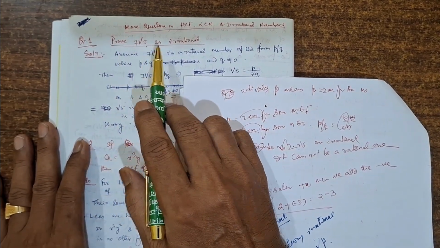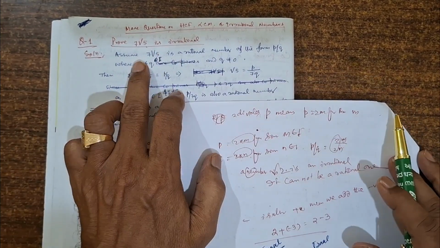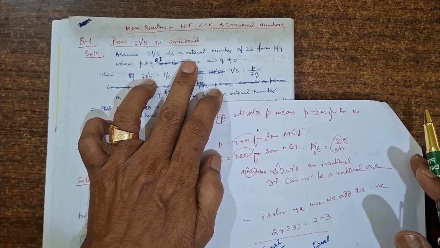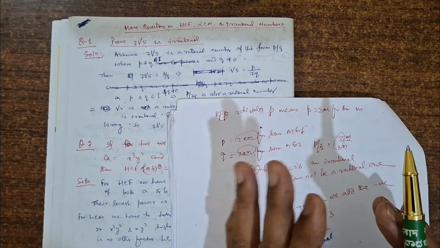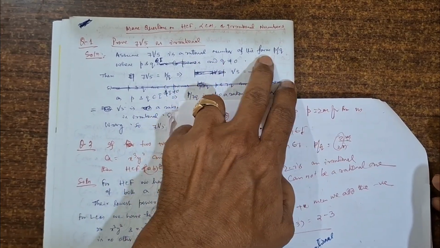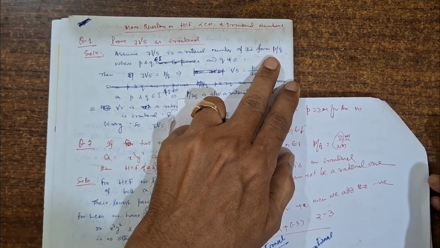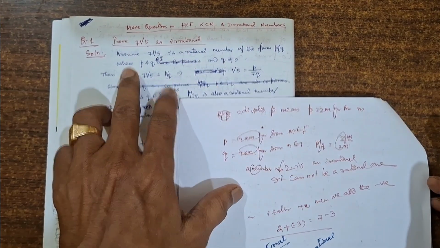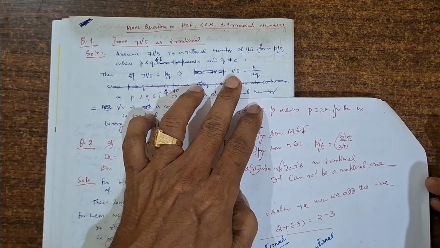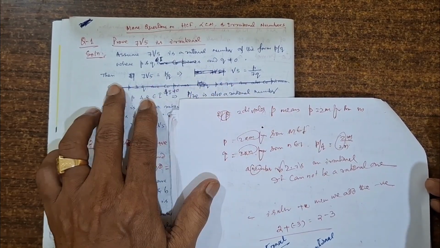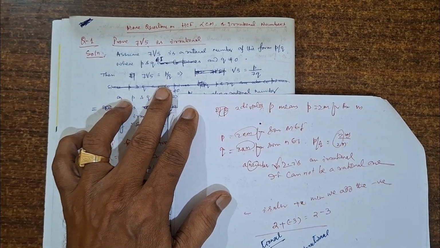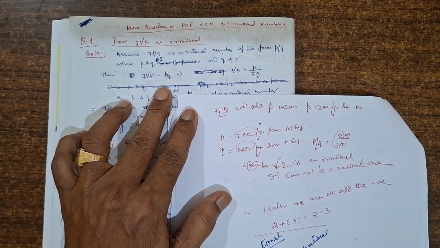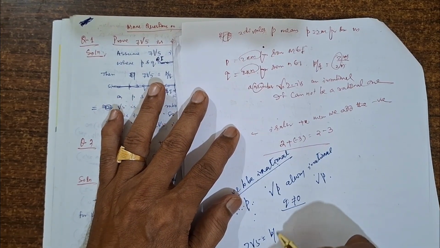Prove that 7 root 5 is irrational. Assume that 7 root 5 is rational. That is the standard process, then we will come to a contradiction. A rational number is in the form p by q. What is the form of a rational number? p by q, where p, q belong to the integers and q is not equal to 0. So 7 root 5 is equal to p by q.